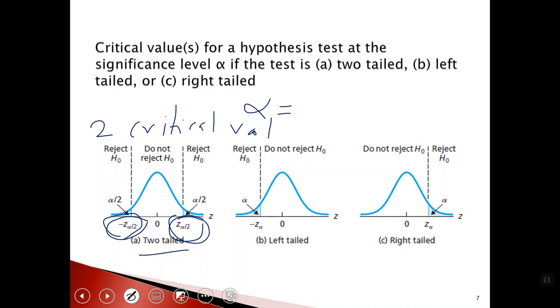Why? Because you have two rejection regions. So based on those two, you can calculate two critical values. In the left tail test, this is the critical value, because you have only one rejection region. Same as the right tail test, you will have only one critical value, because these two cases have only one rejection region.